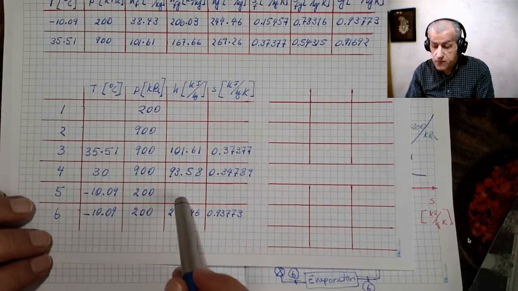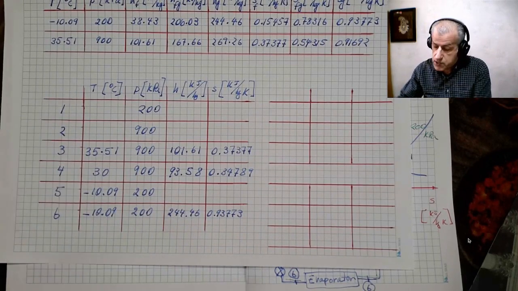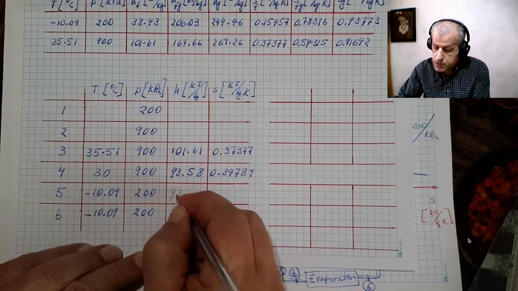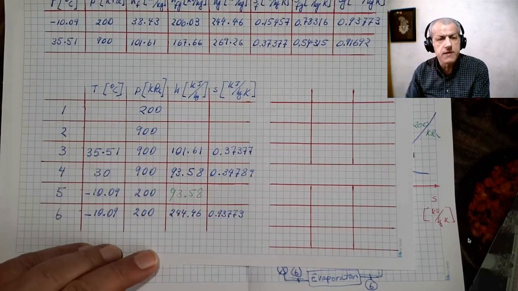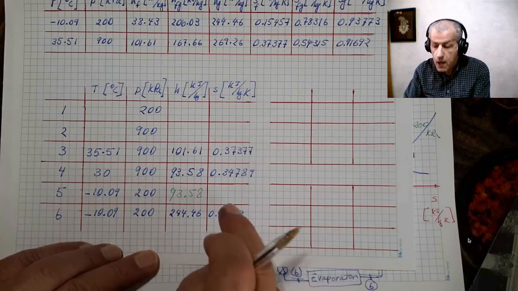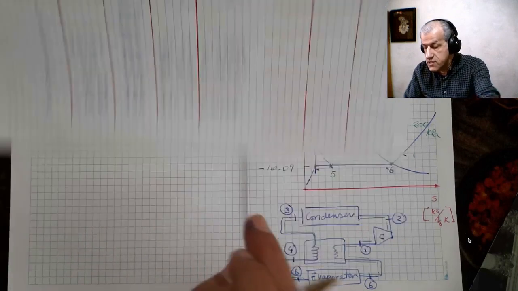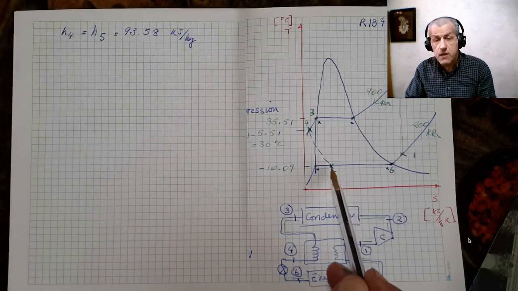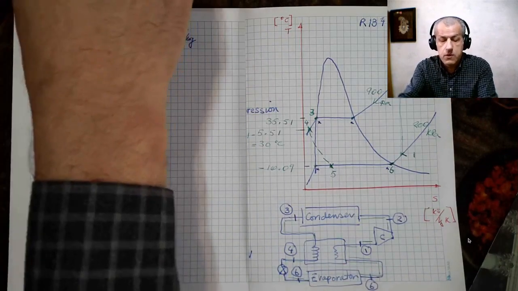It is H5 that we needed, and its value would be 93.58 kilojoule per kilogram. This is the enthalpy for point 5. We may also calculate the entropy for point 5 just by calculating first the quality, and then after the knowledge of quality, we could also calculate entropy for point 5.